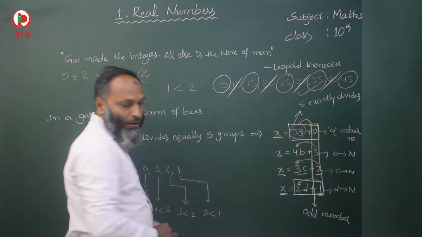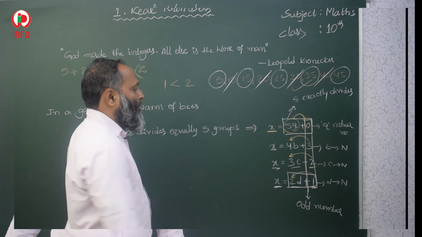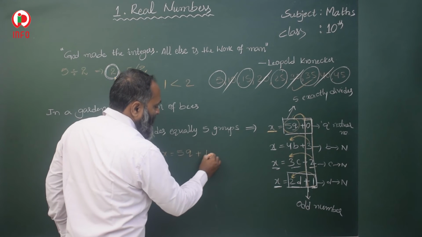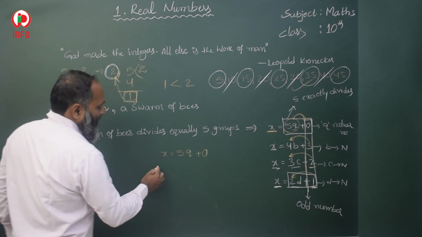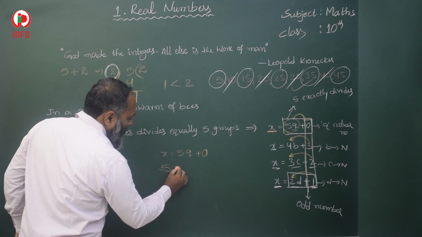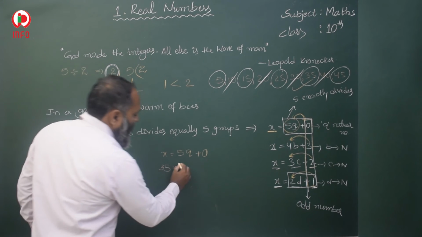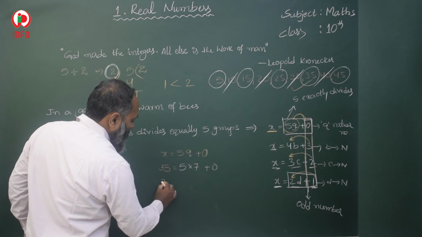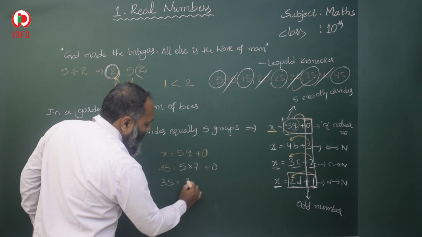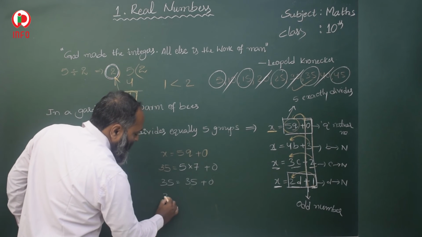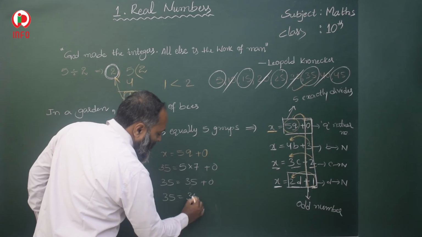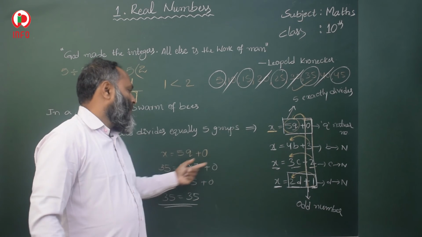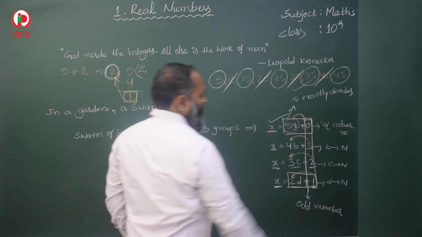How is it? So from the first statement, x is equal to 5a plus 0. If you take 35 here, then how will you get 35? 5 sevens are 35 plus 0. So 5 sevens are 35, which is equal to 35. Here it satisfies. When you take 35, the first statement satisfies.